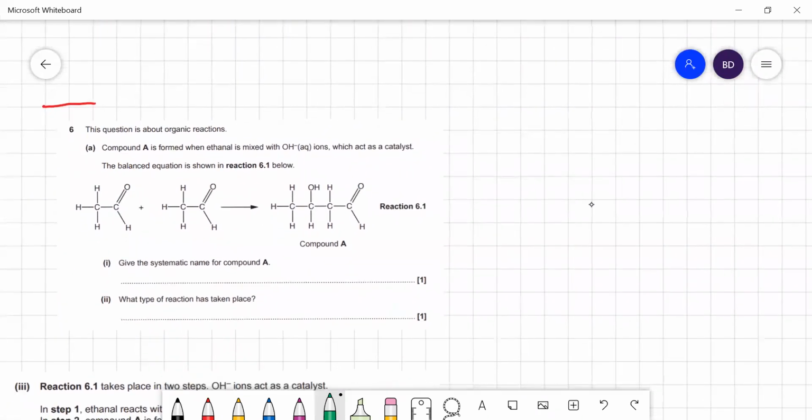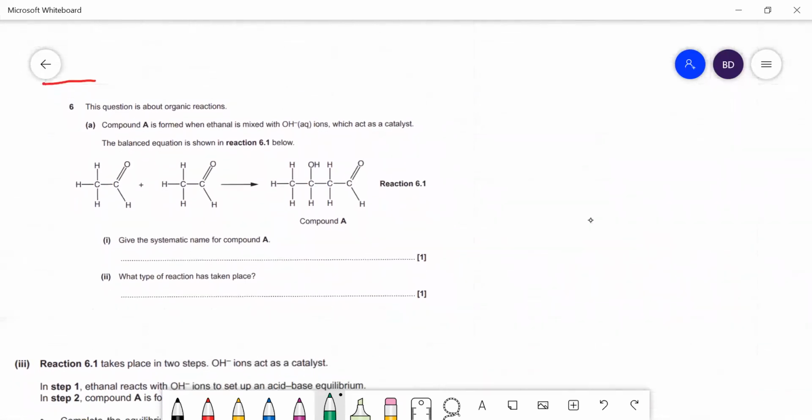Right, this is about organic reactions. This is quite a tricky question. Okay, right, give the systematic name for compound A. Well, we have got how many carbon atoms here? We've got 1, 2, 3, 4. So it's going to be, and then we've got an aldehyde group here, so it's going to be butanal.